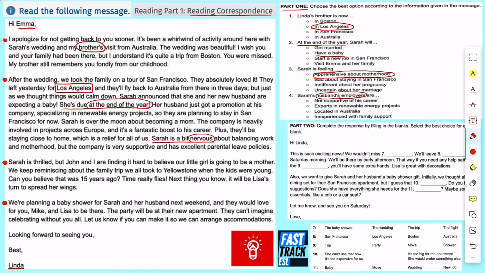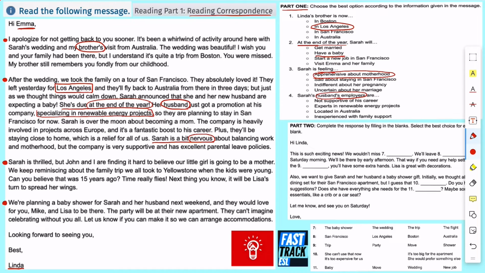So again, in the second paragraph, we have the part that is talking about Sarah's husband and how he got a promotion. And this is from the 4th line in the second paragraph, where it says, her husband just got a promotion at his company, specializing in renewable energy projects.